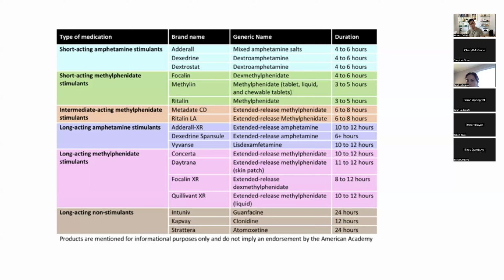What does OROS stand for? Anyone know? OROS. Is it that guy who hates Republicans and is giving money? No, that's Soros. Sorry. OROS. It's osmotic release oral system.